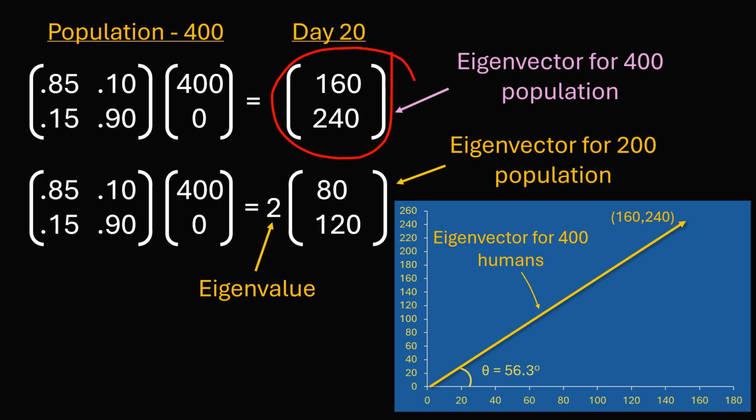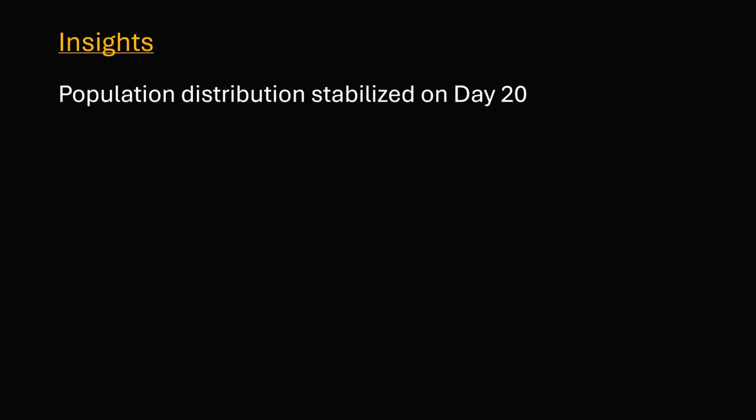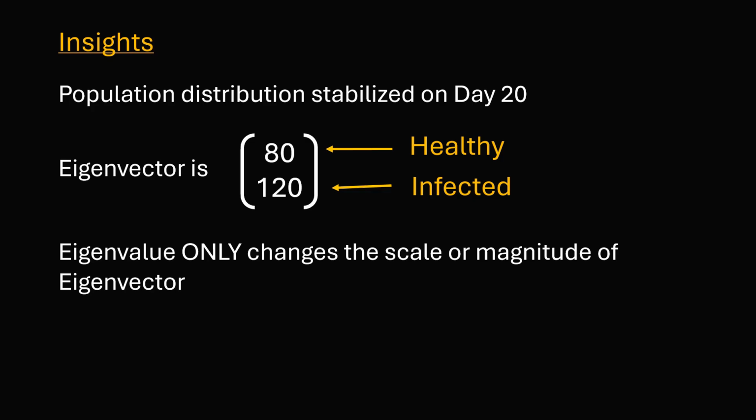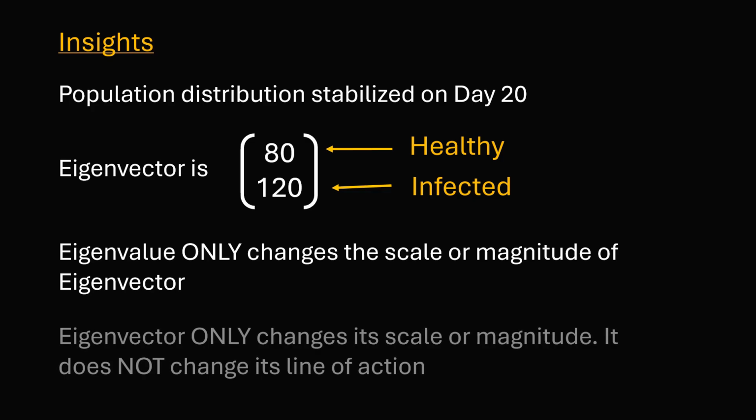Like the insights we gained from our answer in this case were that the population distribution stabilized on day 20. The eigenvector was 80, 120, with 80 being healthy and 120 being infected. And we also observed that the eigenvalue only causes the magnitude of the eigenvector to change. And an eigenvector is a vector whose line of action does not change, only its magnitude changes.